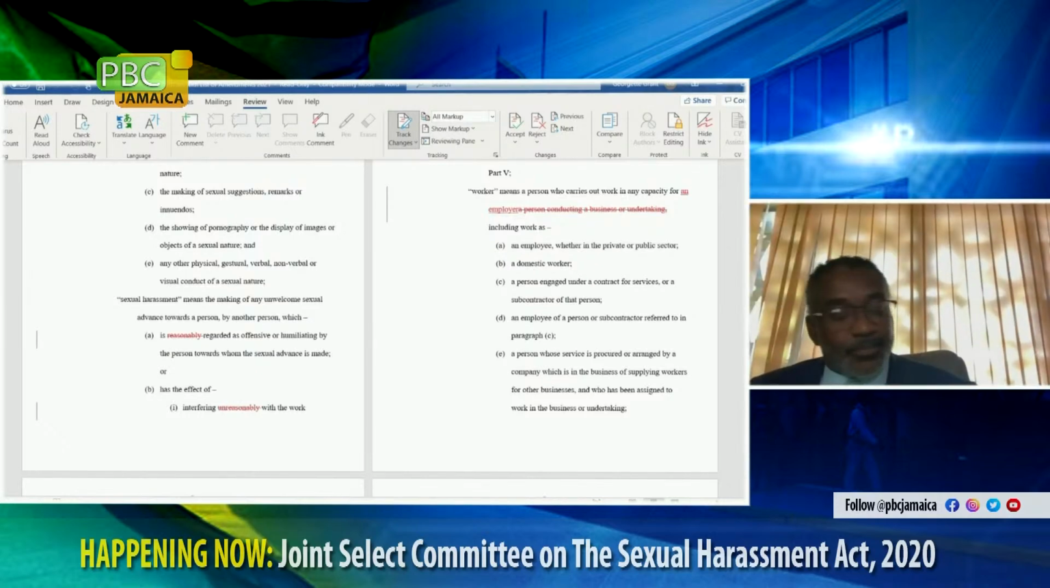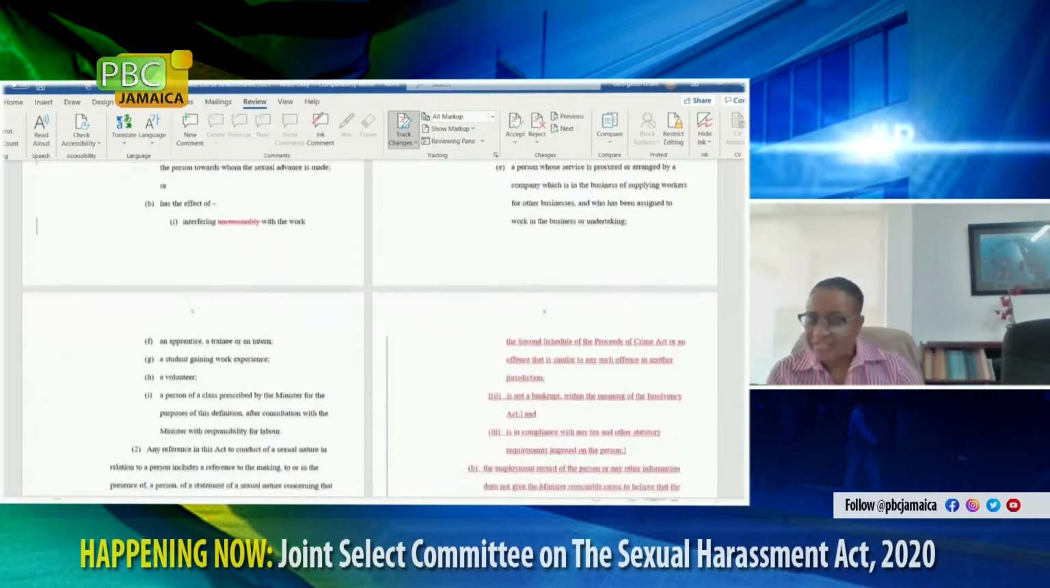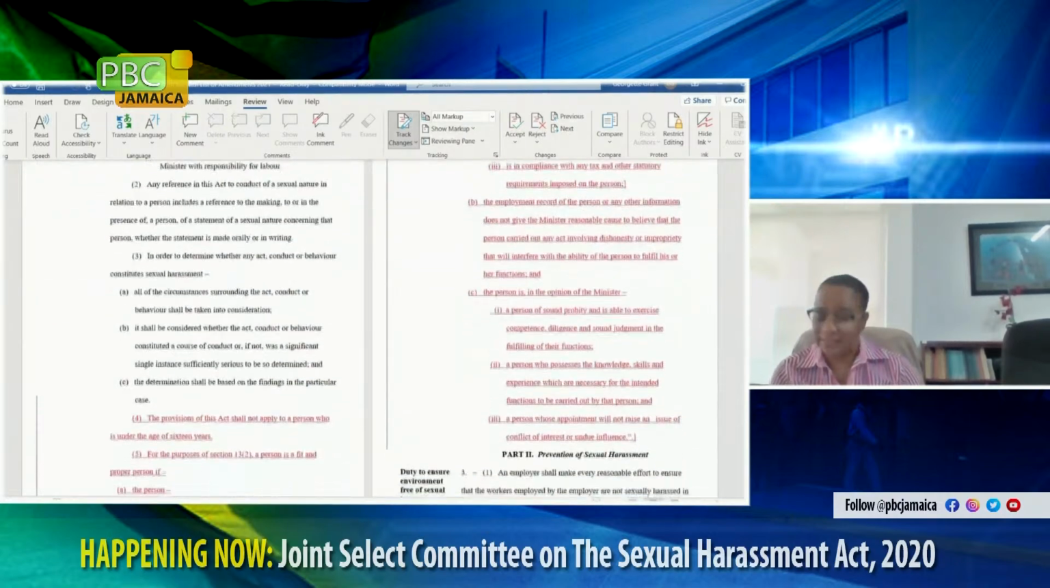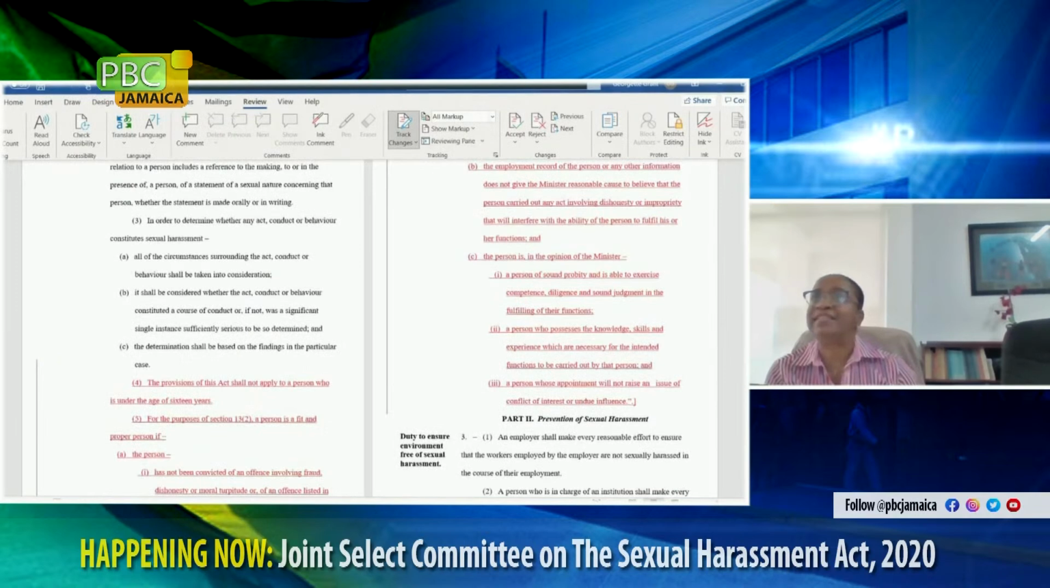Yeah, definitely. Okay, and then Chair, in that same clause 2, we have inserted, Georgette, can you move the screen, please? We have inserted 2 new subclauses in clause 2, subclauses 4 and 5, right? And that was to take care of the instructions that were given to us that the provisions of this Act shall not apply to a person who is under the age of 16 years. So that is in new subclause 4.